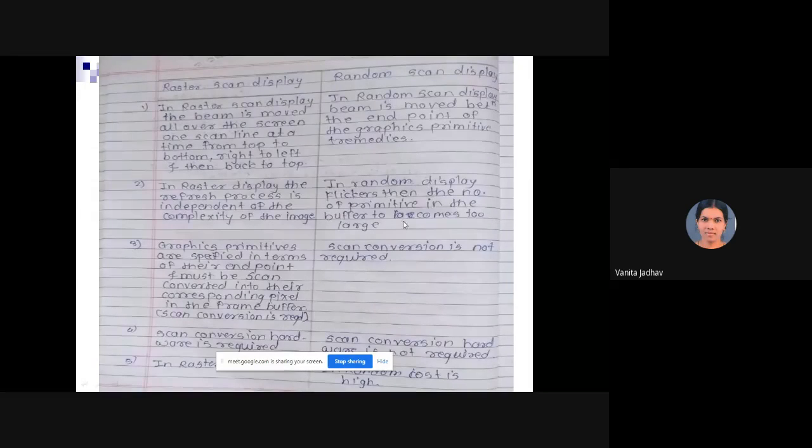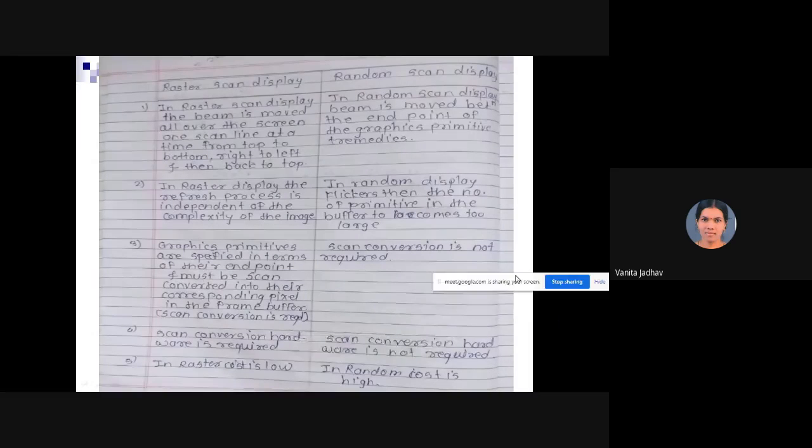So next. Next difference. As scan conversion is required, scan conversion hardware is required. I just said, what is scan conversion? That is moving from left to right, top to bottom, scan line wise. For that purpose, internally it requires software, and with the help of that software, the beam is moved from top to bottom, left to right.